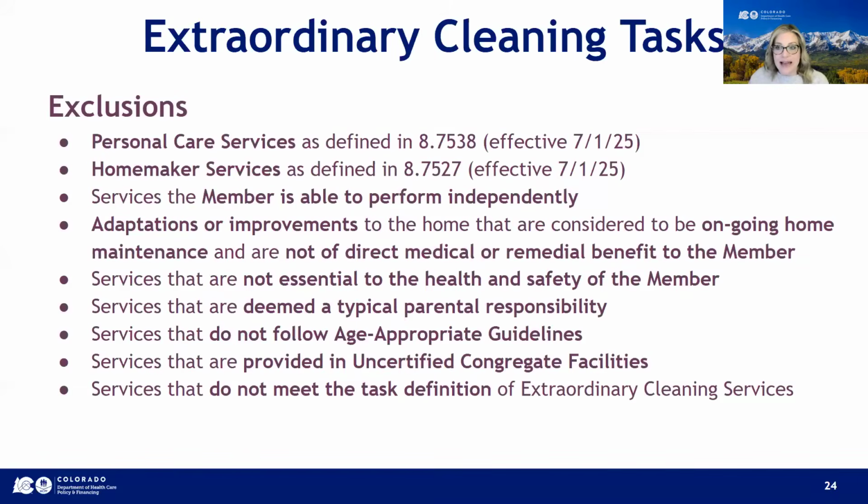Extraordinary cleaning services cannot include personal care services, homemaker services, any services that the member can do independently, services that are deemed typical parental responsibilities, or services that do not follow age-appropriate guidelines. It also cannot include any services that are provided in uncertified congregate facilities. You have to always make sure that services are going to meet the task definition of extraordinary cleaning services.